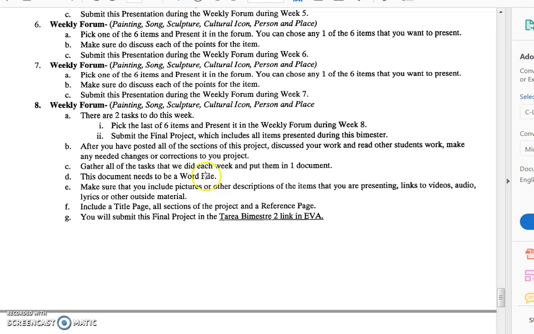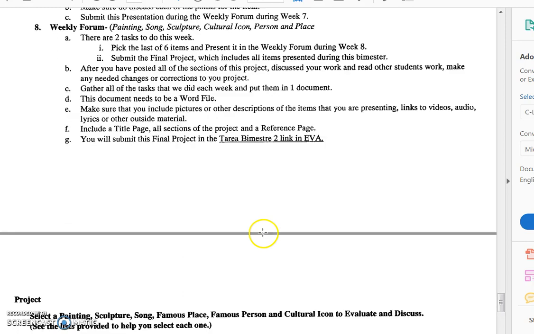Okay, it's just like we did in the first bimester. You're going to take all of the things you wrote about each week, and you're going to post them as the final evaluation. Make sure that when you do that, you include a title page, that you have all 6 sections of your project, and at the end you have a reference page for each section, for each topic that you did. Okay, and again, you're going to submit it to the Tarea, Bimester, etc.